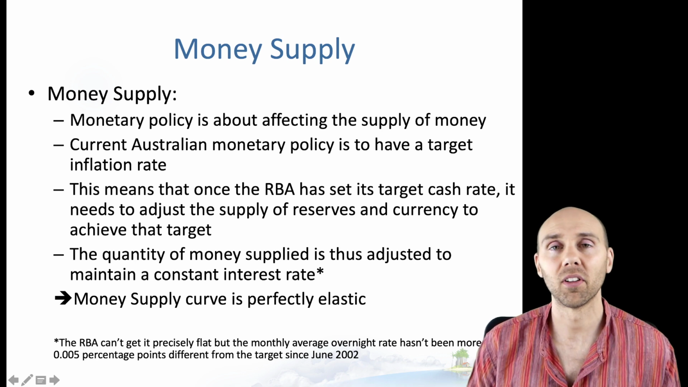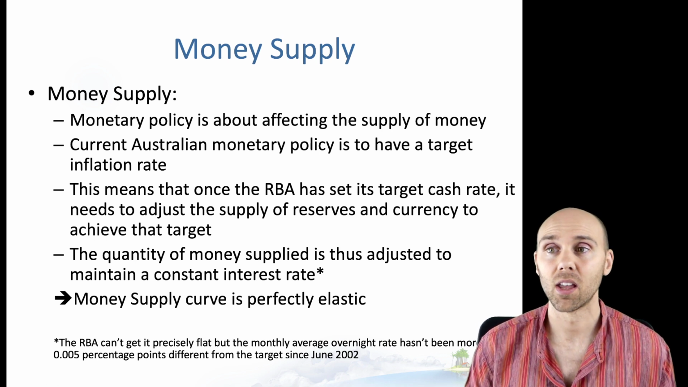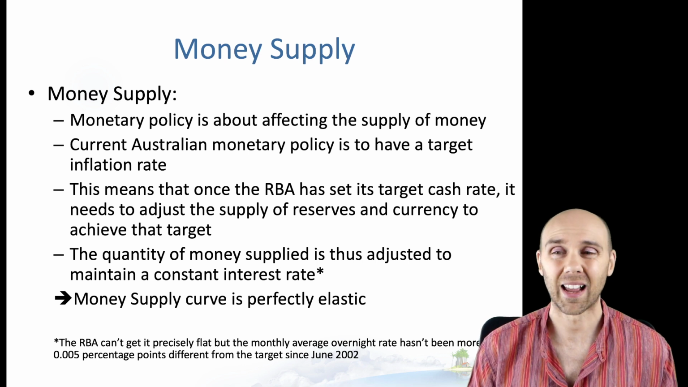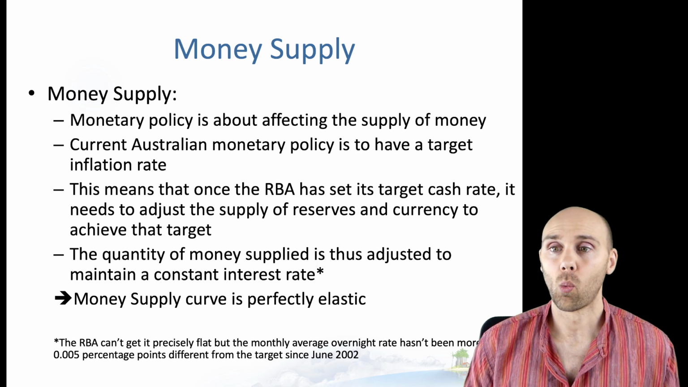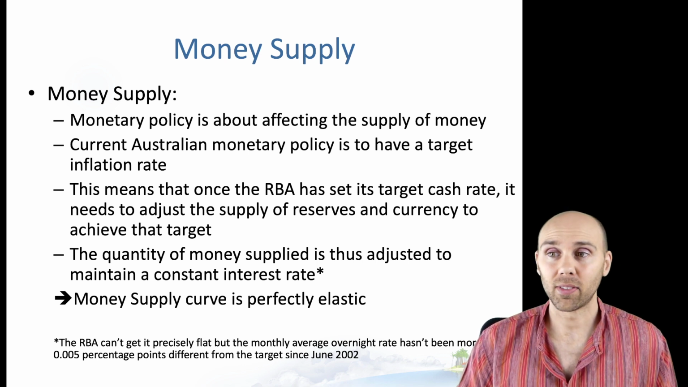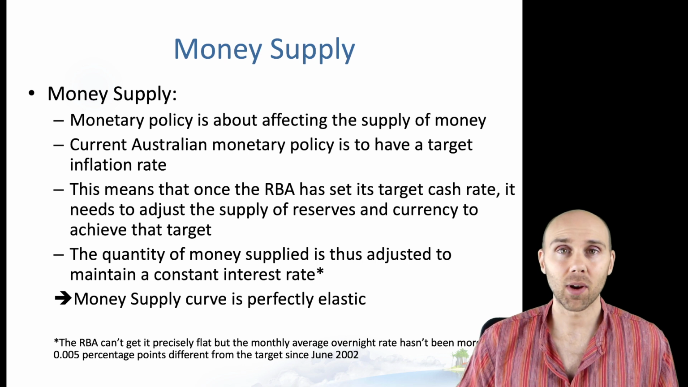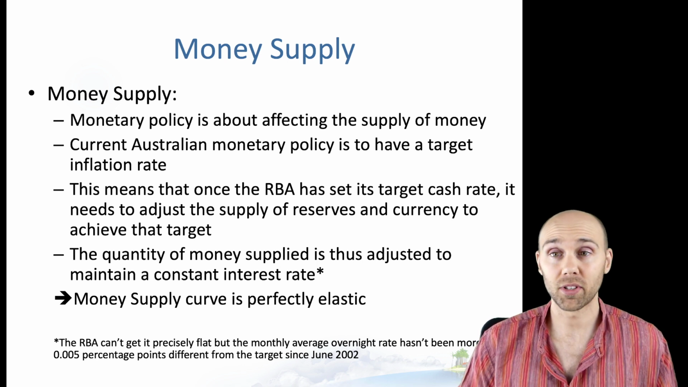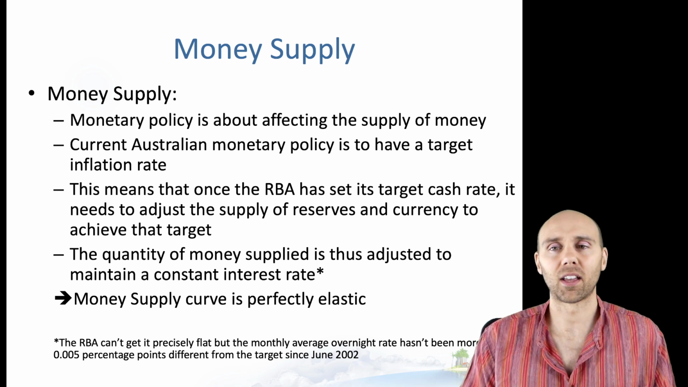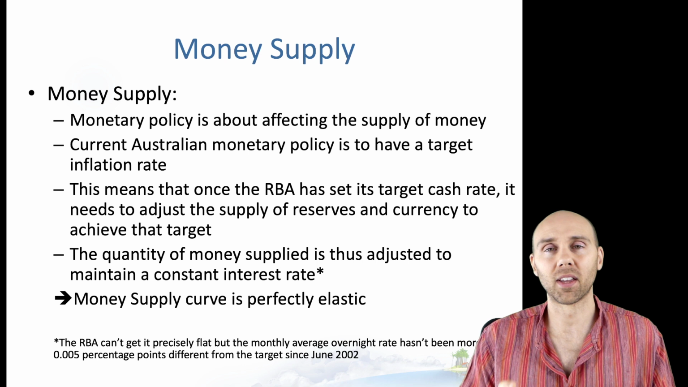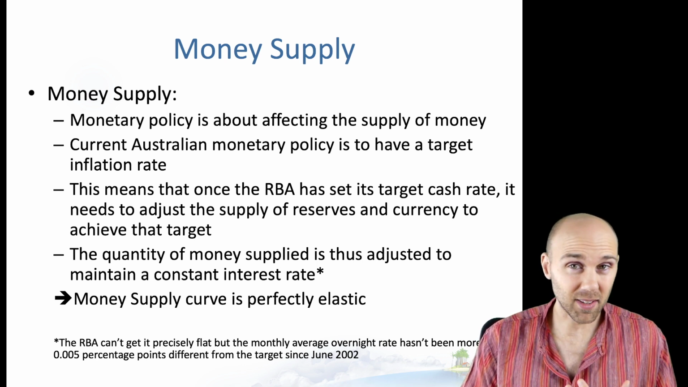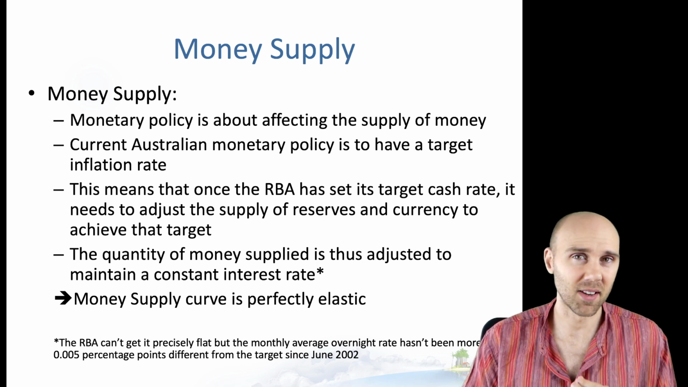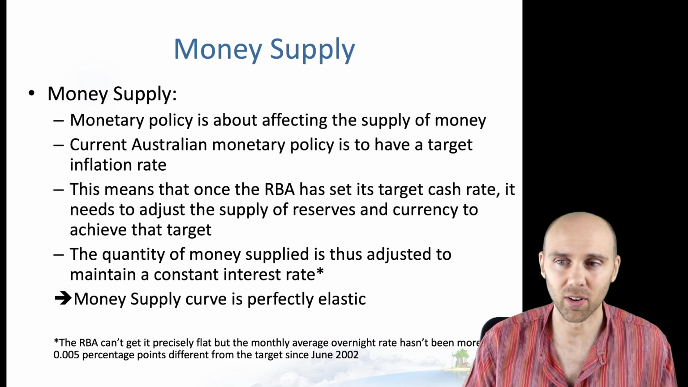Well, monetary policy in Australia is really about using the supply of money to target an interest rate. So we've got a target inflation rate. That means that with that target inflation rate, the RBA sets a target cash rate, which it does every month on a Tuesday, and announces it to the market. And to get towards that target cash rate, it adjusts the supply of reserves and currency that it's got. The quantity of money supplied is adjusted to try to maintain a constant interest rate. Now, it doesn't get there exactly, but it gets very, very close to it.